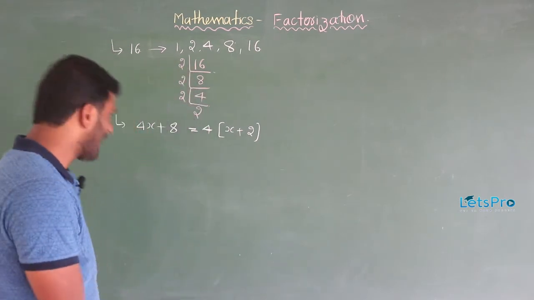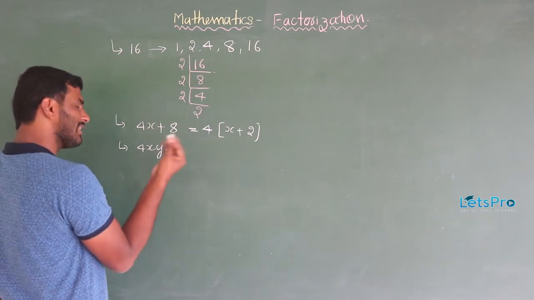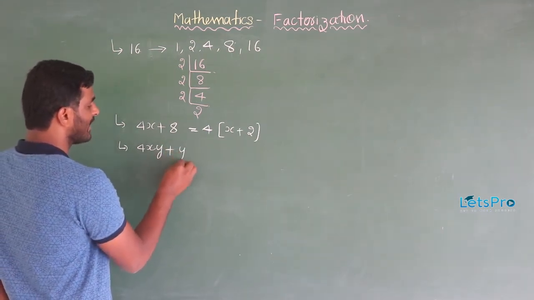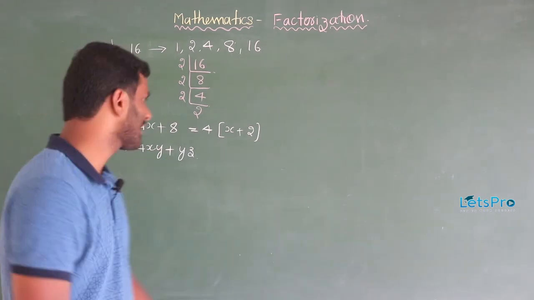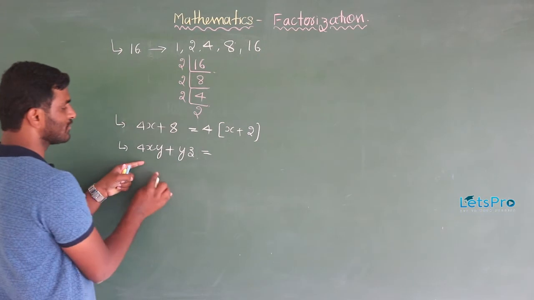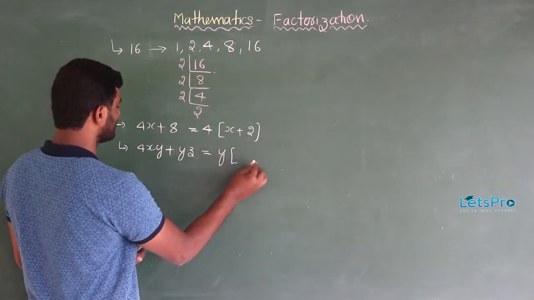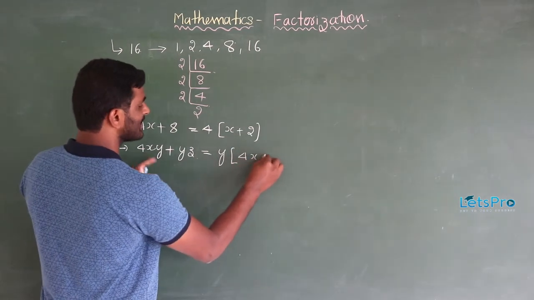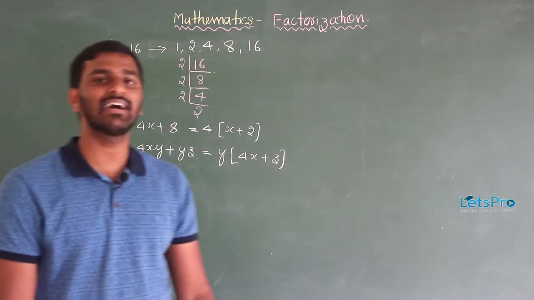We can also take 4xy plus yz. So there is an algebraic expression. How do you find the factors here? Observe the common term. Here only y is common. Taking y as common, the remaining is 4x plus z. Hence y is the first factor and 4x plus z is another factor.